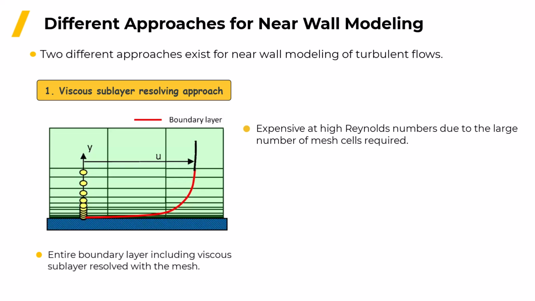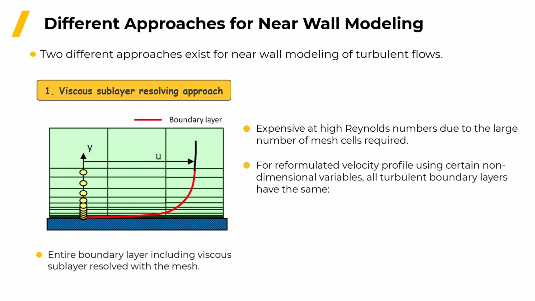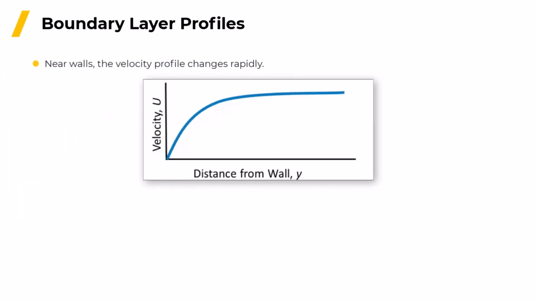Luckily for us, it has been found that when we reformulate the velocity profile using certain non-dimensional variables, all turbulent boundary layers have the same velocity and temperature profiles. There's a second method for dealing with boundary layers that makes use of this universal behavior so that we don't have to resolve the viscous sublayer with the mesh. We can see how this works by starting with the velocity profile shown here in the slide. The y-axis is the velocity, and the x-axis is the distance from the wall.